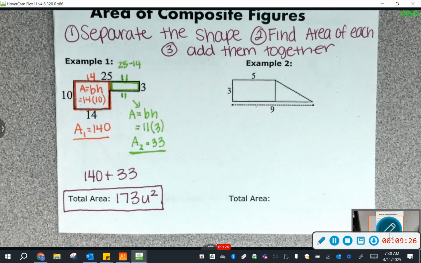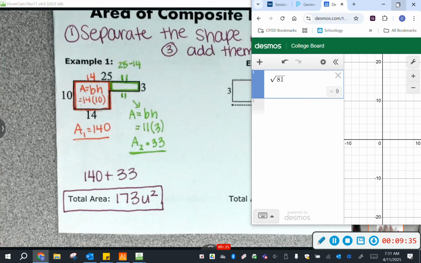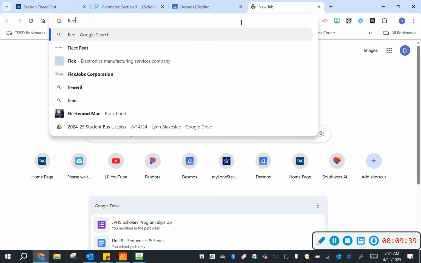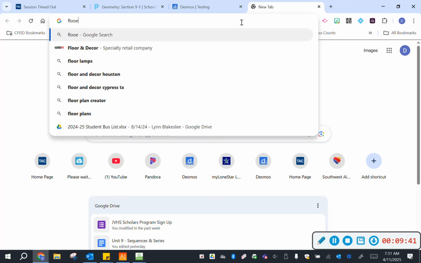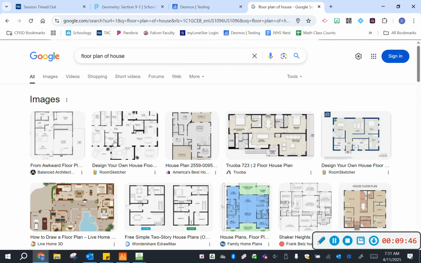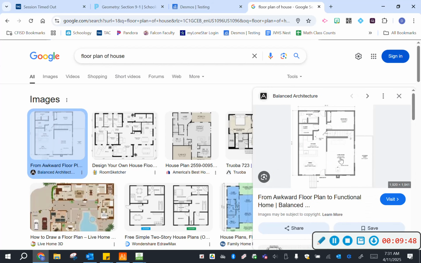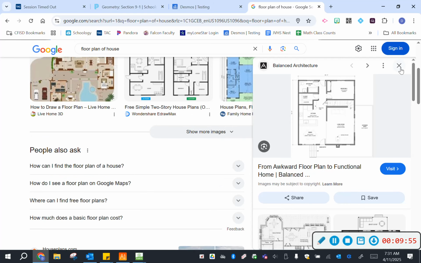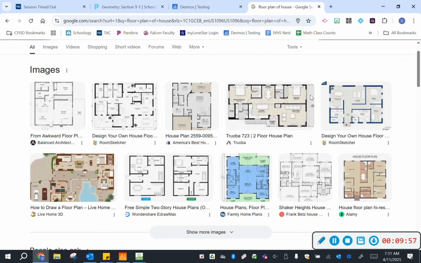Y'all, have y'all ever seen a floor plan of a house? Y'all know what I'm talking about? No? Let me show you. I've been looking at buying a new house for years just because I like looking at houses. If you look at a floor plan of a house, a lot of the times it looks like this, right? And that's how they calculate the whole square footage. These houses are all rectangular. That's just not realistic. Most houses are not perfectly shaped and perfectly rectangular.